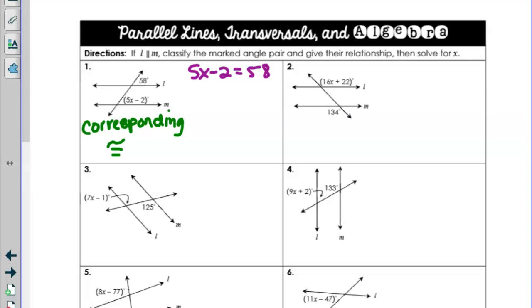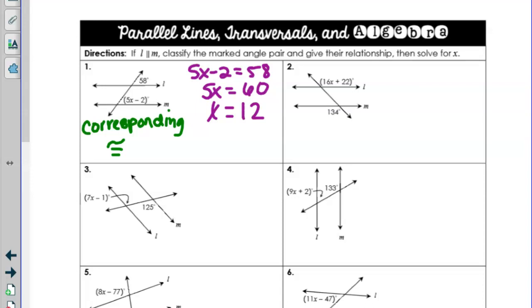Does that make sense so far? Yes. This one will probably feel easy after making it through unit 1. And then it's just solving it like we usually would. Exactly. So we're going to add 2 to both sides, so you get 5x is equal to 60. And what is x equal? 12. Very good.